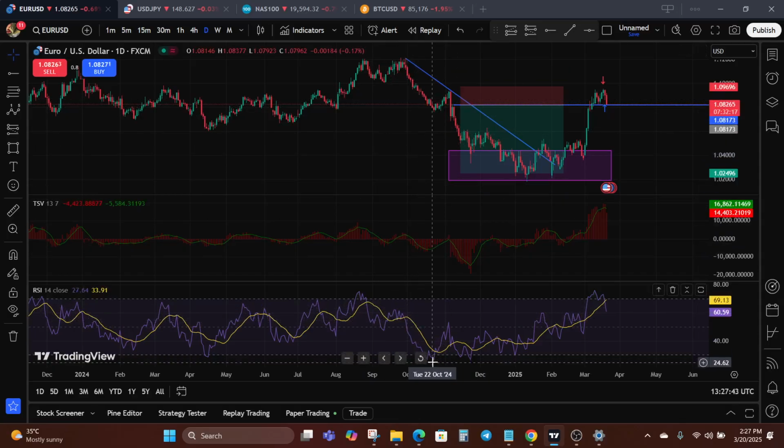Sorry, ensure that the RSI is not in oversold for a sell. So long as it's not in oversold and maybe it's coming down from the overbought, and sloping downwards, then you can have a confirmation for that sell.